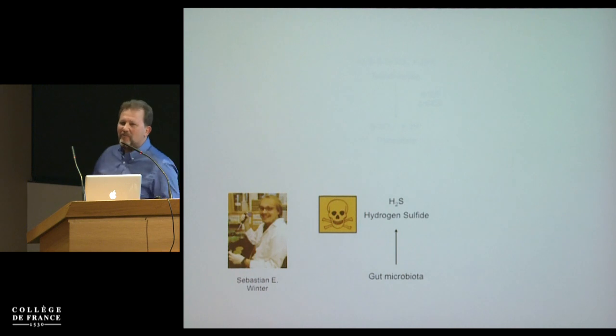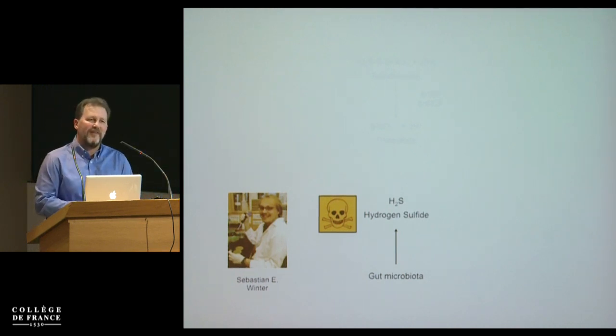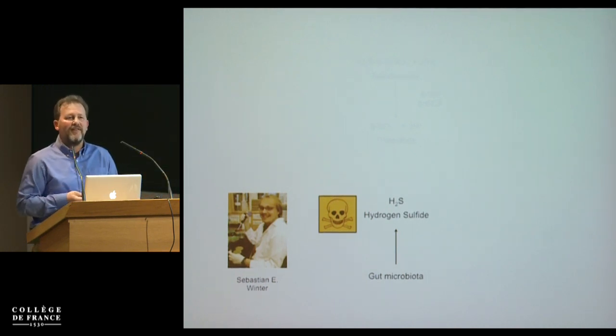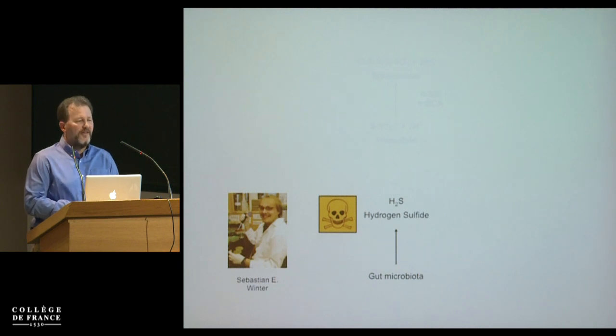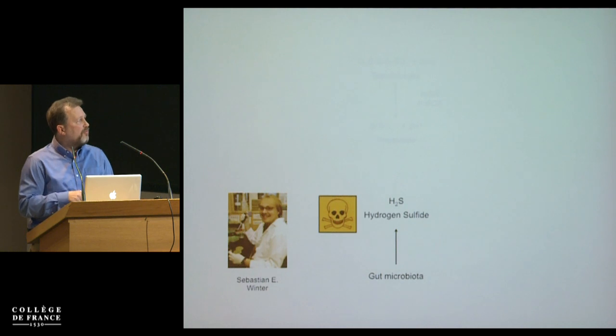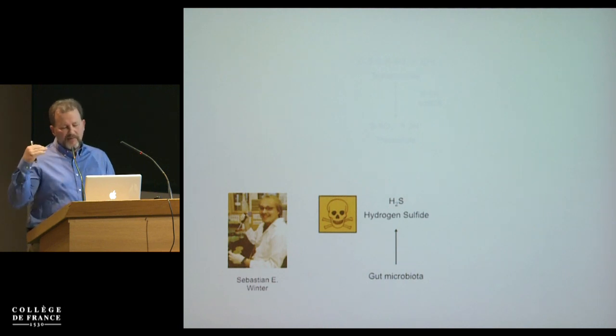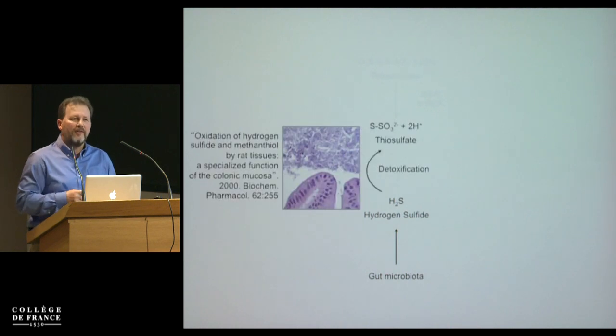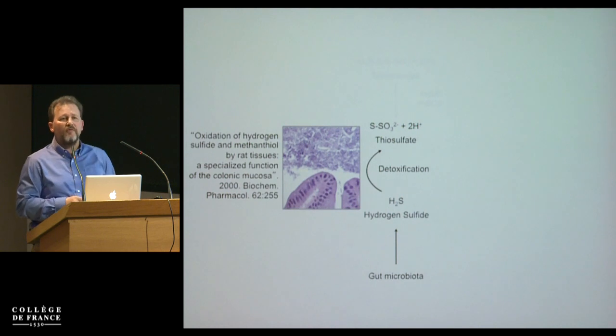Sebastian Winter in the lab was taking on the project, and he got interested in intestinal gases and in sulfur metabolism. One gas in particular, hydrogen sulfide, is one of the gases that makes excrement smell interesting. But it's also very toxic, and so the toxicity is so high that the apical surface of epithelial cells in the colon encode these sulfide oxidases that detoxify hydrogen sulfide to thiosulfate.